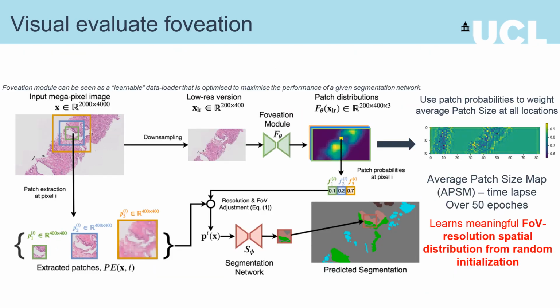To visually examine the Foveation module, we use the patch probability to weight average the patch size at all locations, and we plot this average patch size map over all training epochs. And we can see that the Foveation module is capable of learning a clinically meaningful field of view resolution spatial distribution, starting from random initialization.